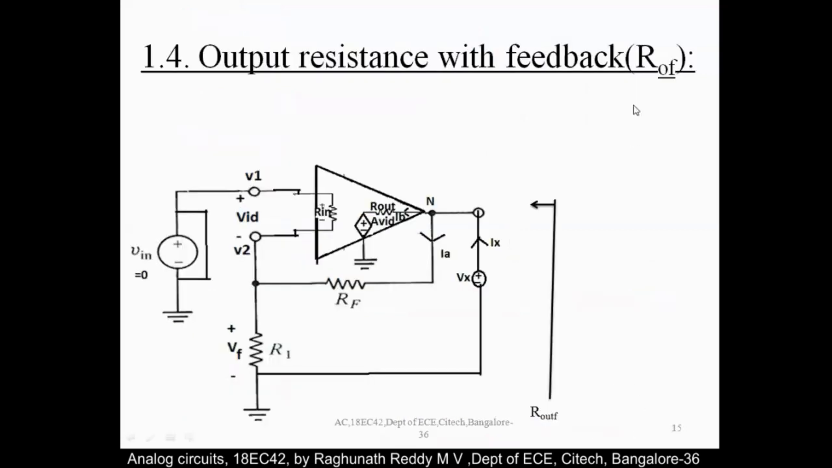Next, output resistance with feedback, Rof. In order to calculate output resistance with feedback, we have to remove the load. We have to connect a voltage source Vx having the current Ix. And meanwhile we should make the input signal voltage equal to 0 by short circuiting. So Vin equal to 0, which indicates that V1 is also 0. Now this Ix will flow here. If you apply KCL here, the incoming current Ix equals the two outgoing currents, one is IA, the other one is IB.